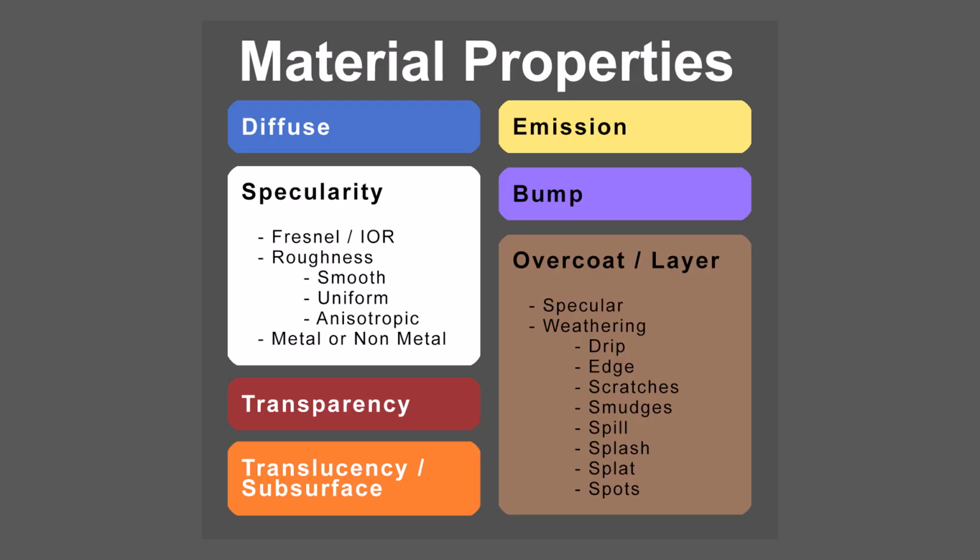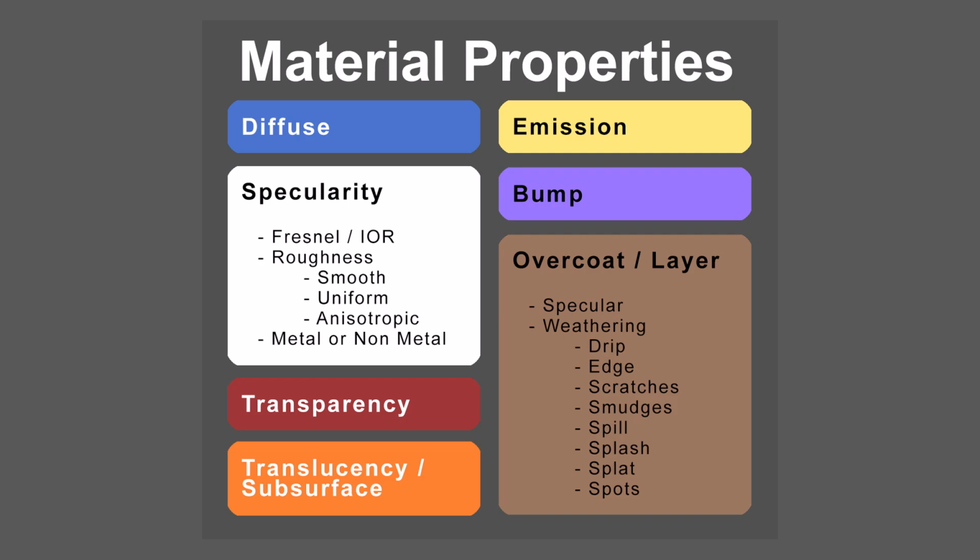So here's all the material properties in one handy chart. So you have the diffuse component and the specularity. And the specularity is dependent on the Fresnel of the surface, and also the roughness of the surface, which can be smooth, uniform bump, or an anisotropic. You also have to think about whether it's metal or non-metal, because that affects the look of the specularity a lot. Then if the surface is transparent at all, is it translucent or has any subsurface to it? And then also whether it's emissive. Then you need to think about the larger bump and how that affects not just the specularity, but also the diffuse. And then layering and overcoats. So usually those falling into the categories of specular or weathering.